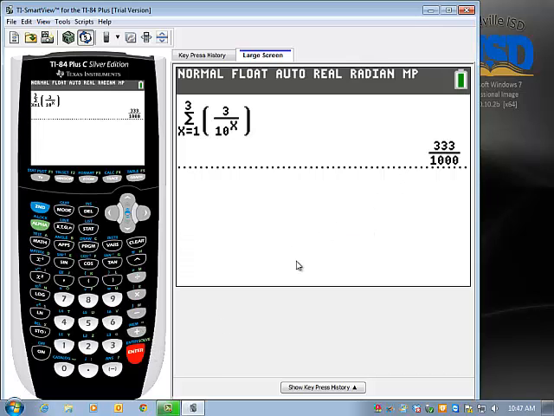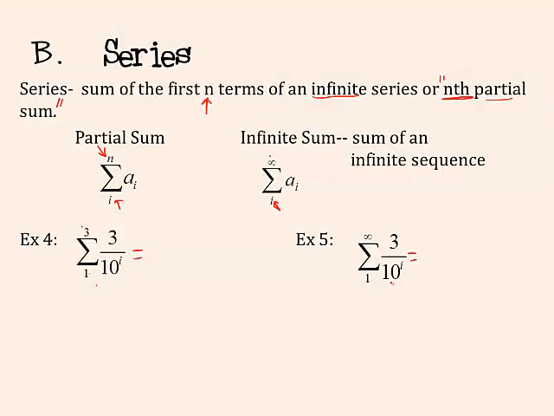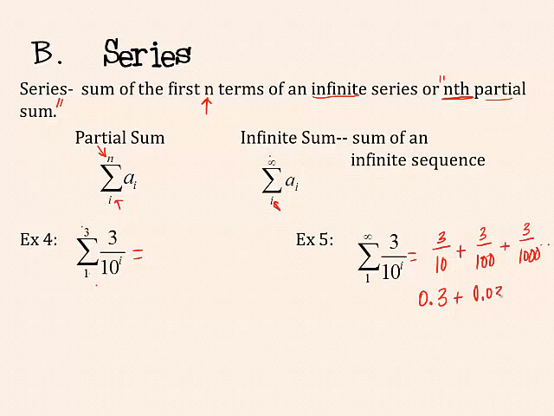For an infinite sum, you're going to just start with the beginning. Plug in a 1. 10 to the first power is 10, so 3 over 10. 10 squared is 100. 10 cubed is 1,000. Do you see where this is going? So if I put this as a decimal, that's 0.3. This is 0.03. This is 0.003. What happens if I start adding this up?